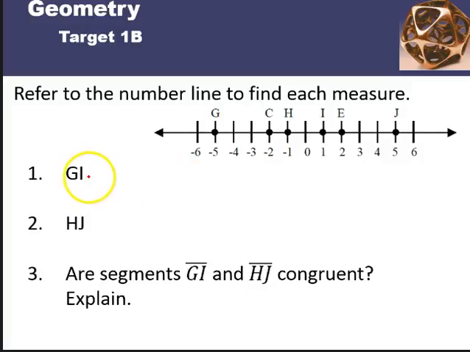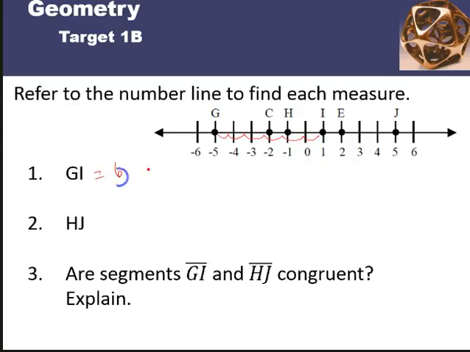Okay, so we're asked to find GI, and GI is a line segment. We're looking for GI without anything over the top, which means the length of line segment GI. There's a couple of ways of doing this. The first way is to just count. From G to I go 1, 2, 3, 4, 5, 6.